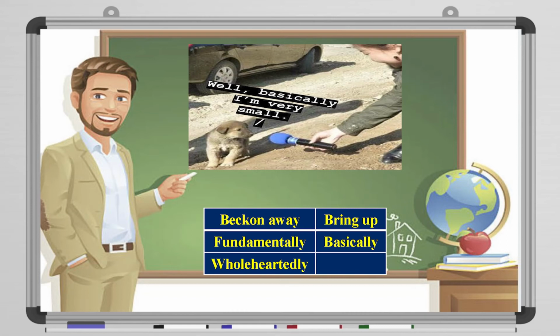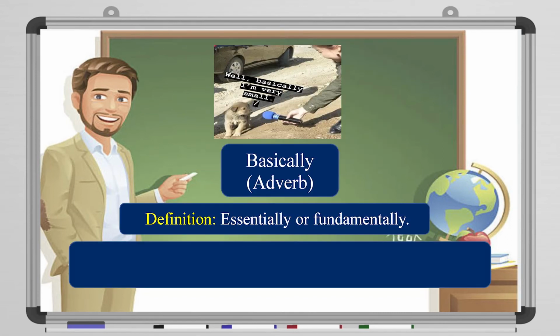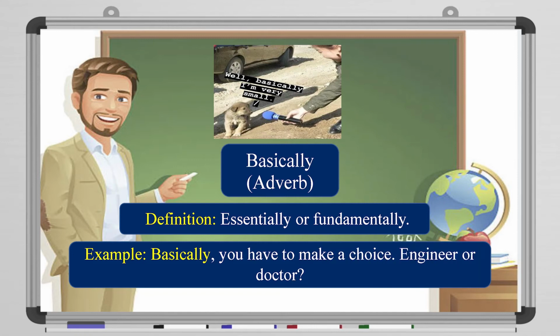Did you get that one? Well, the word is basically, and basically is an adverb. Basically means essentially or fundamentally. So it's essentially that way, or it's fundamentally like that. So the example is, basically you have to make a choice. At the end of the day, you have to make a choice.